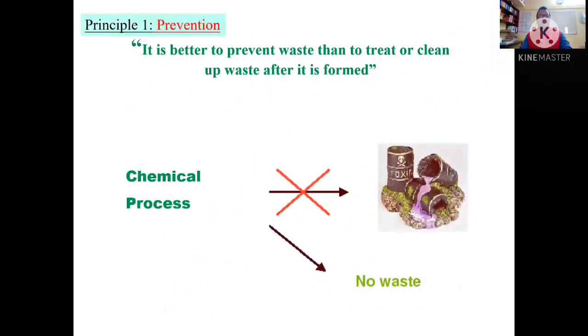The first principle is about prevention. It is better to prevent waste than to treat or clean up waste after it is formed. Our chemical process must be clean so that it does not generate waste. We do not like to have a chemical process where a chemical reaction generates a lot of waste. So green chemistry suggests that your chemical process must be such that waste generation is minimized.